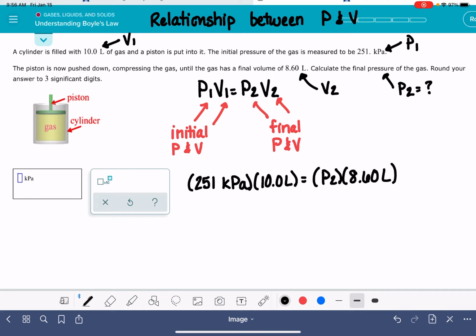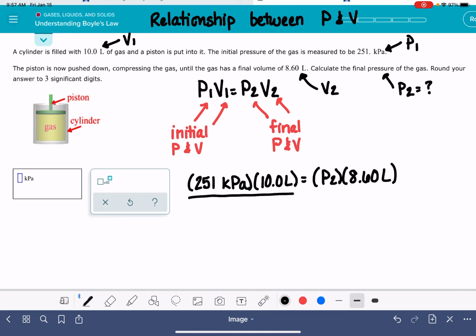You do want to make sure as you're solving this problem that whatever unit you're using for volume, that unit needs to be consistent throughout this problem. And the same is true for the unit of pressure. It just needs to be consistent. You just need to have the same unit. So now we are ready to solve the problem.